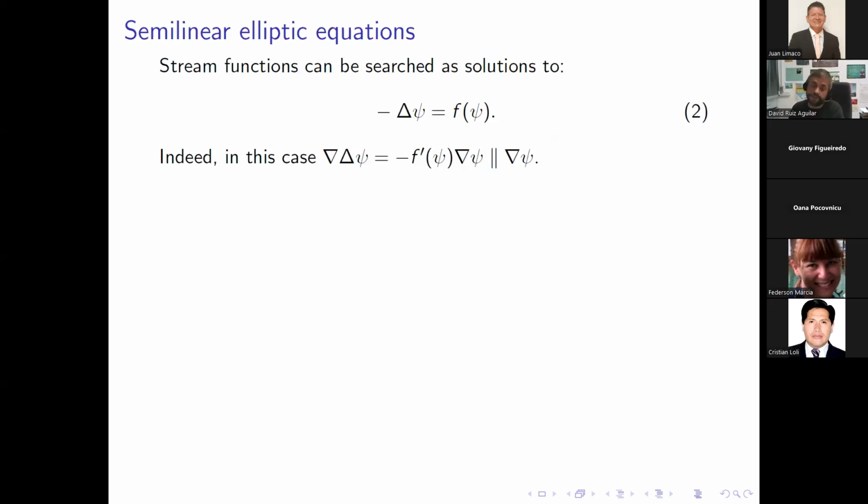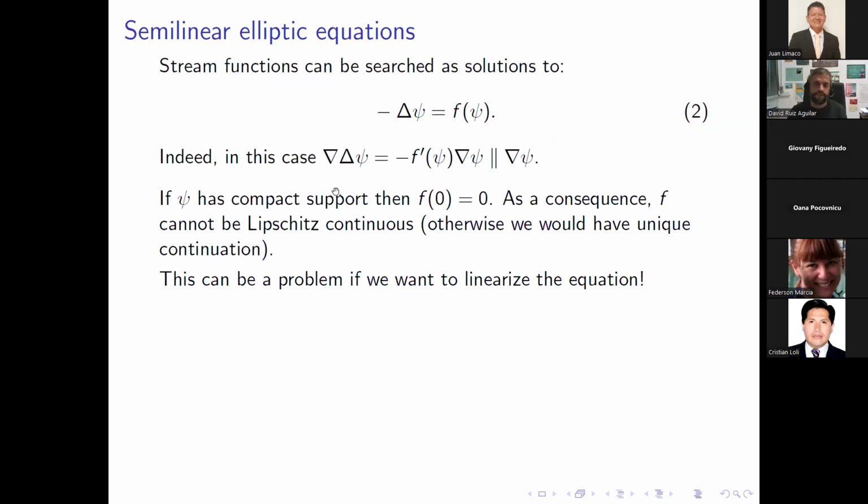So a good way to try to prove this is to look for semilinear elliptic equations. And why is that? Because if you have psi, a solution of a certain semilinear elliptic equation in this form, for any function f that you can think of, then if you compute the gradient of the Laplacian of psi, it turns out that this is minus f prime of psi times the gradient of psi, and this is parallel to the gradient of psi. So any solution of an autonomous semilinear elliptic equation in this form gives rise to a solution of 2D Euler. So this would be an idea, but we have to face one first difficulty.